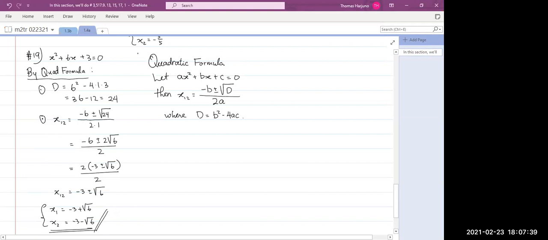Okay, that's if you use the quadratic formula. Now, how about completing the square? We can solve that also by completing the square. We should try to consider the completing the square method.